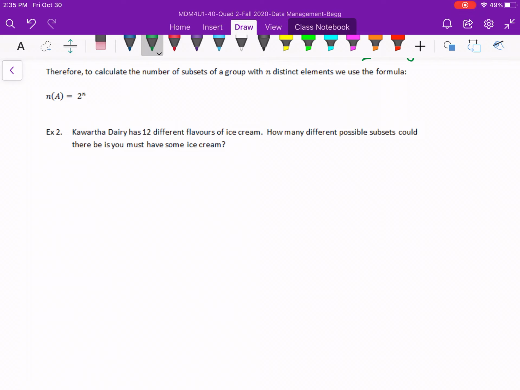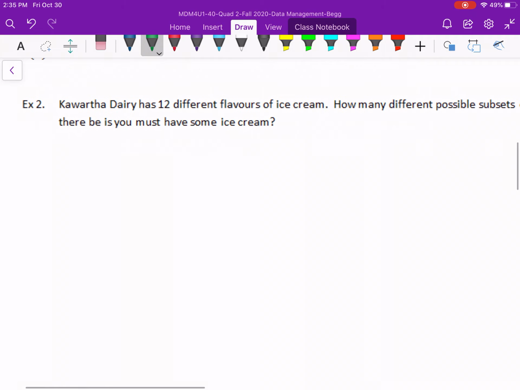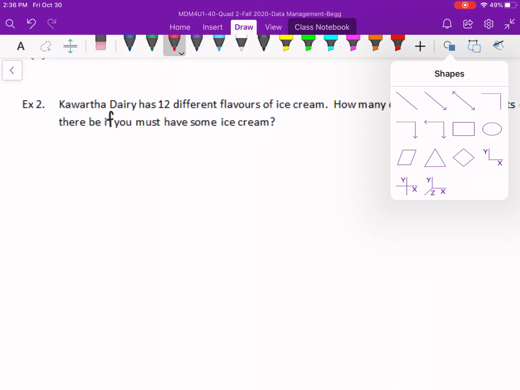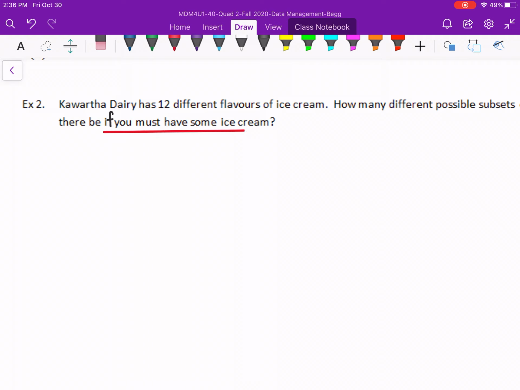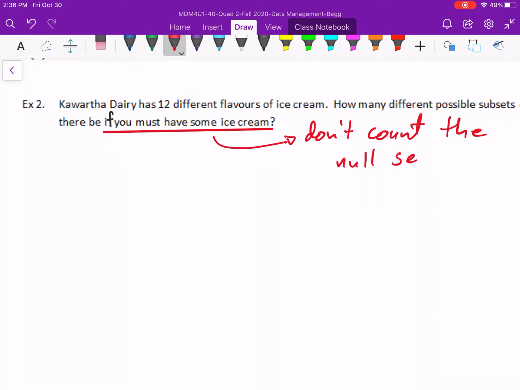Kawartha Dairy has 12 different flavors of ice cream. How many possible subsets could there be if you want some ice cream? I think this should say if. Call me crazy. All right, if you must have some ice cream. Well, what we're saying here by if you must have some ice cream is just another way of saying don't count the null set. We're not allowed to not have any ice cream.